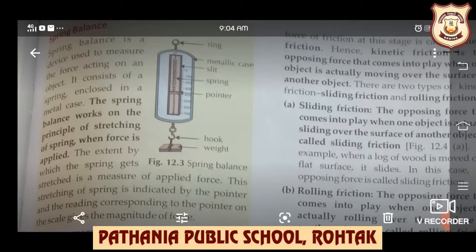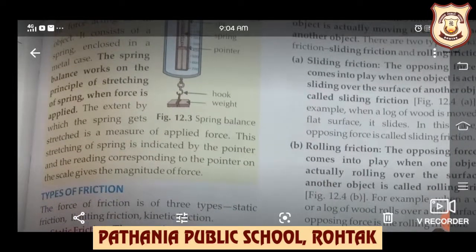What does it consist of? It consists of a spring enclosed in a metal case, and the spring balance works on the principle of stretching of spring when force is applied. The extent by which the spring gets stretched, जितना भी मुझे किसी भी वेट को फाइंड आउट करना है कि इसके ऊपर कितना फोर्स लग रहा है, तो आई हैव टू हैंग दैट वेट ऑन द हुक.